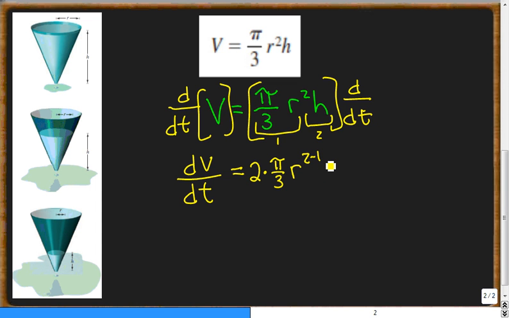Or excuse me, we will multiply by also dr/dt, which is the change of the radius with respect to time, because this is not time. Any variable that is not time in a related rate question, you have to add the d whatever variable over dt. Then we do the second part of the product rule, which says we do the second function. The derivative of the second function is just going to be dh/dt multiplied by the first function, which is pi over 3 times r squared. So we just want to clean this up.